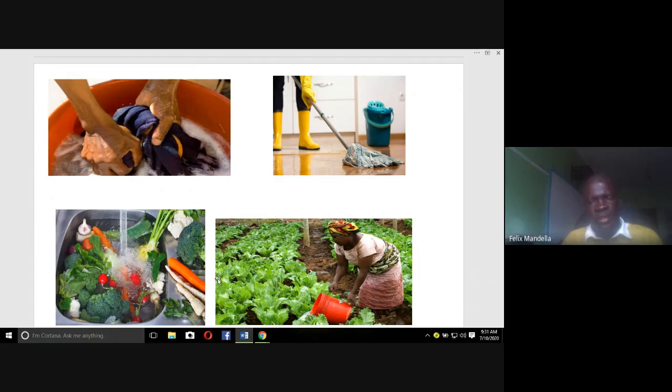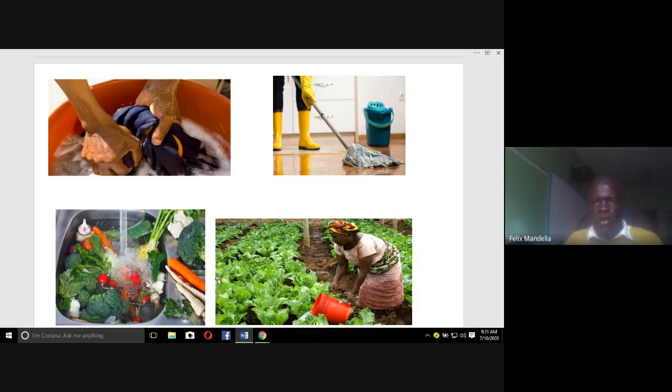Somebody washing clothes, using the water that he or she has used to wash the clothes to clean the floor. Another person cleaning vegetables, then using the same water to water crops. And why haven't we talked about this person who cleaned the clothes watering crops using the water? Why can't he or she use the water they used to water crops?